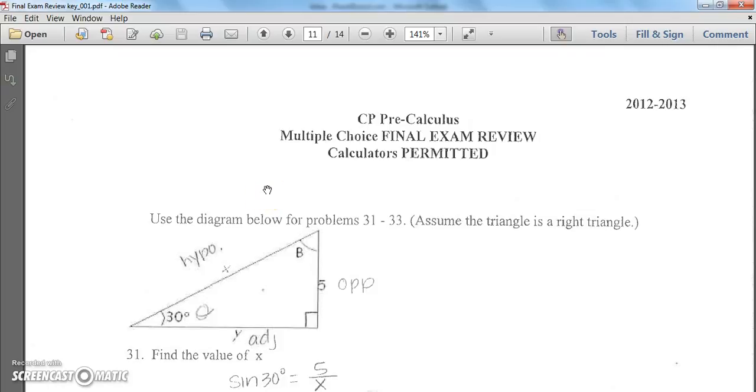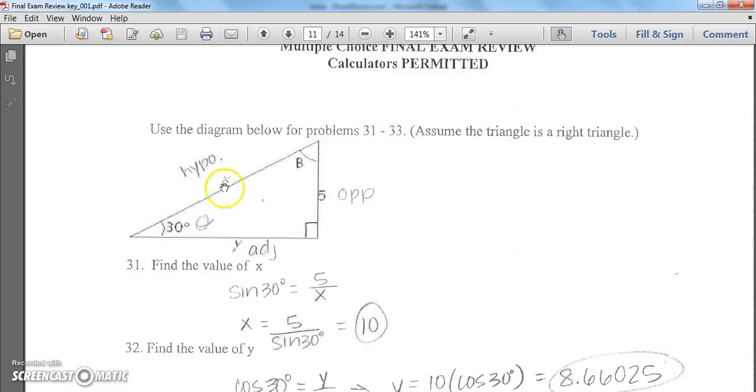All right, so the triangle is right. Find the value of x. X is right there. It's the hypotenuse. I know opposite and its angle. So the sine, since it's a right triangle, of 30 degrees equals opposite over hypotenuse. I don't know hypotenuse, so I switch these two things. So x equals 5 over the sine of 30, which means 10.